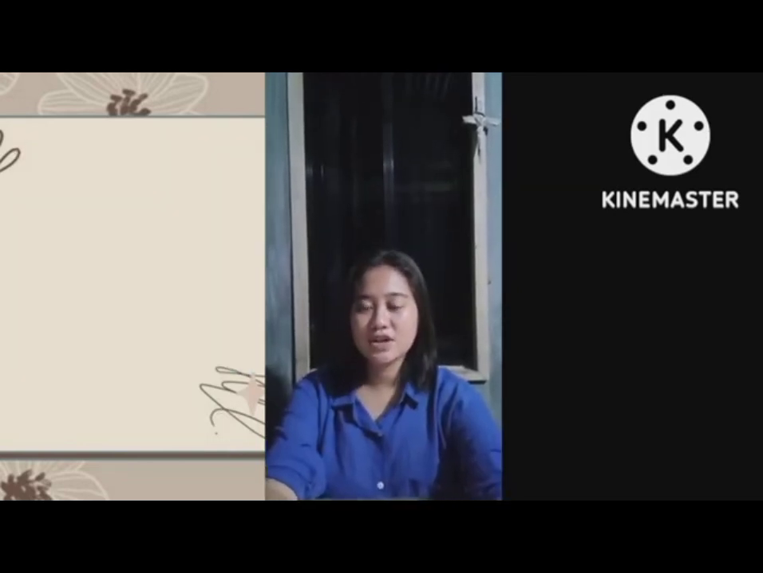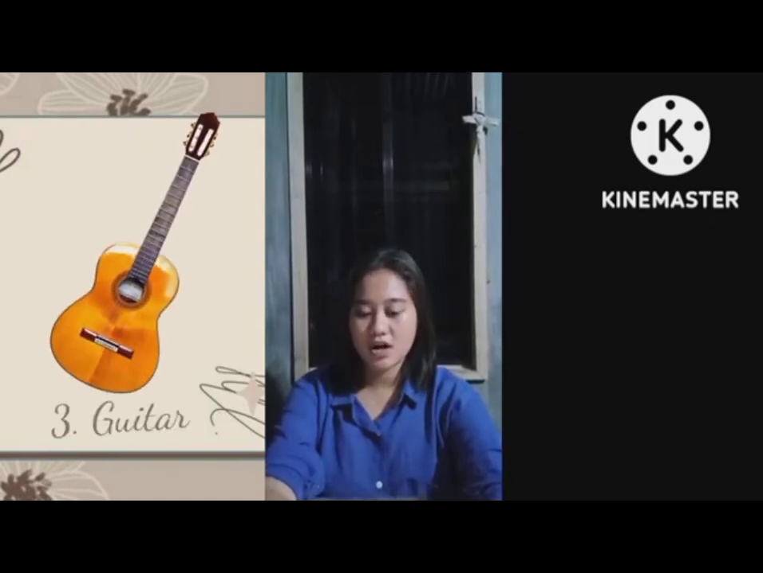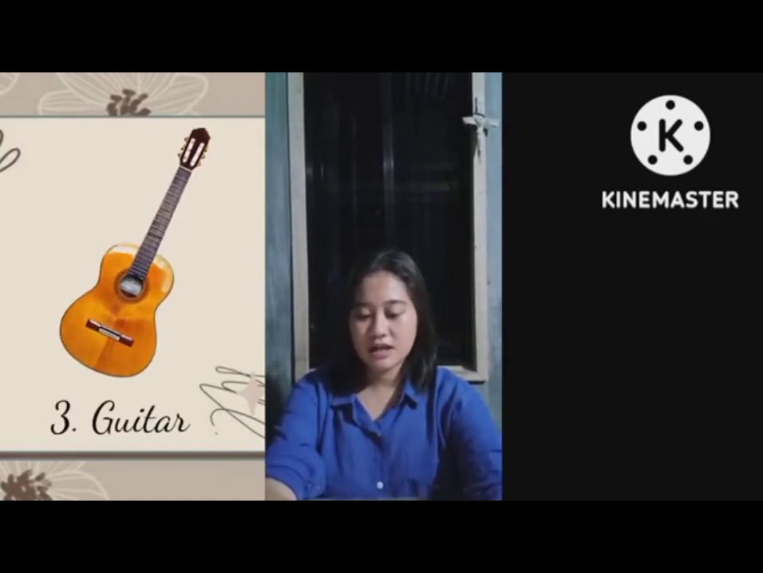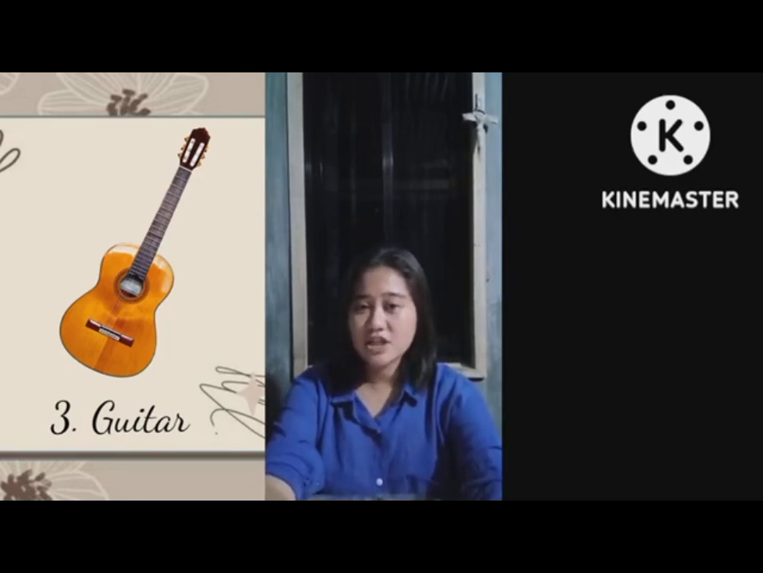The last tenor instrument is guitar. It is a string musical instrument with a fretted fingerboard, typically with curved sides, and has 6 or 12 strings, played by plucking or strumming.